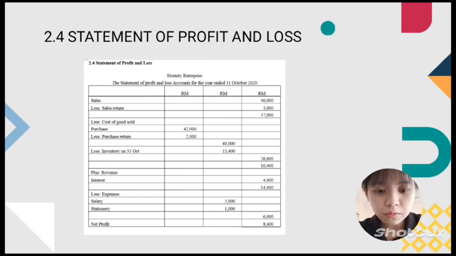We got the plus revenue that have interest 4,000. Then total as much as 14,400. Then we got the less expenses that have salary 5,000 and stationery 1,000. The total expenses is 6,000 and we got the net profit as much as 8,400.